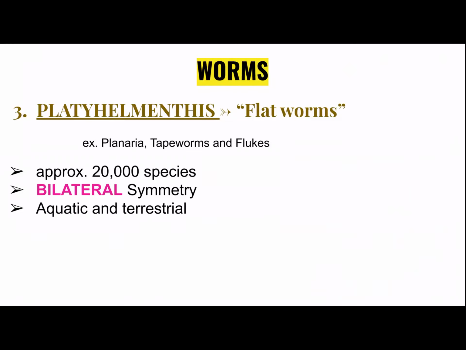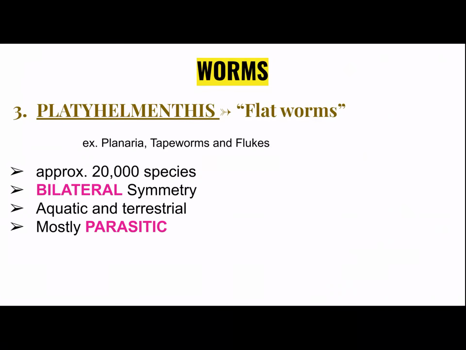The 20,000 species of Platyhelminthes are both aquatic and terrestrial, which means you can find them in water as well as on land. The aquatic species primarily are the planaria, and the terrestrial species primarily are tapeworms and flukes. However, they live on land, but they actually live inside of other organisms, and we'll talk about that a little bit. These are mostly parasitic, okay?